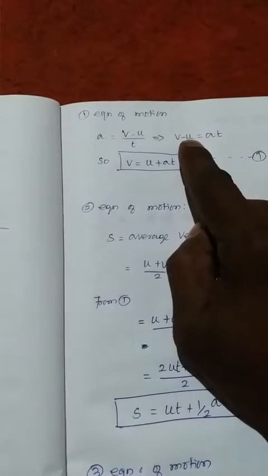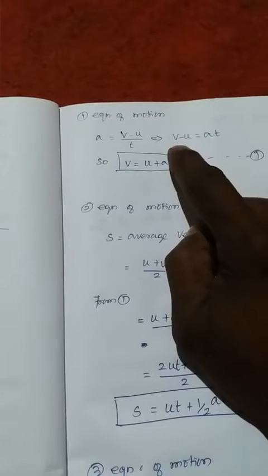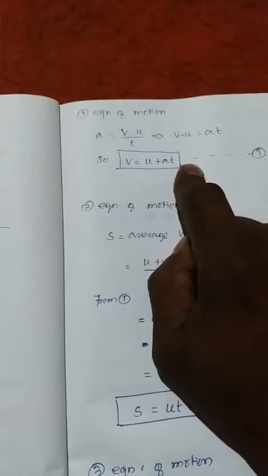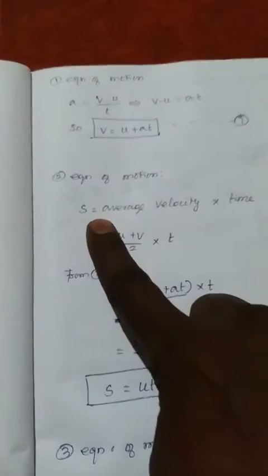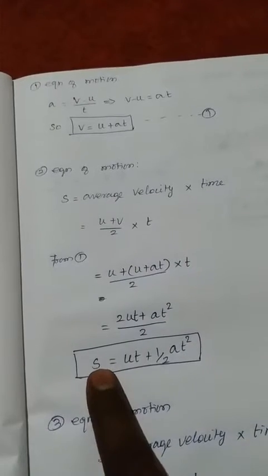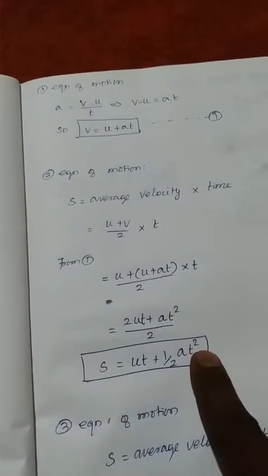And now I will take this U to that side. Its sign will change. So V is equal to U plus AT. Now look at the second equation. Now I am going to derive the second equation. The second equation is S is equal to UT plus half AT squared.